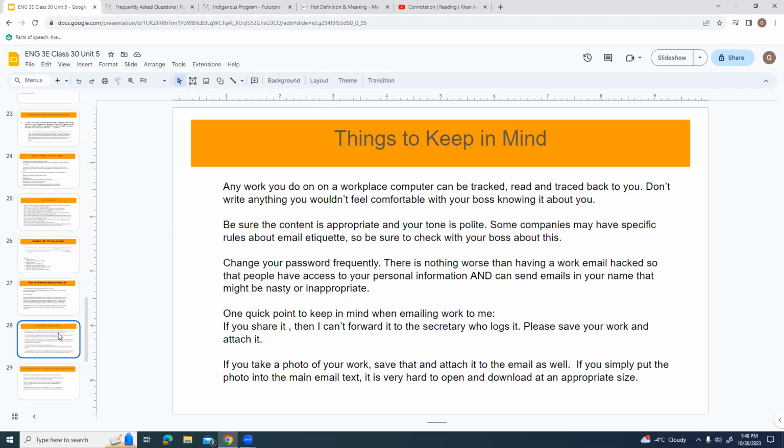One quick point to keep in mind, if you're emailing work to me: if you share it, I can't forward it to the secretary who logs it into our system. So please save your work and attach it. If you take a photo of your work, same thing, save it and attach it to the email. If you just put the photo into the text, it's really hard for me to open and download at an appropriate size.